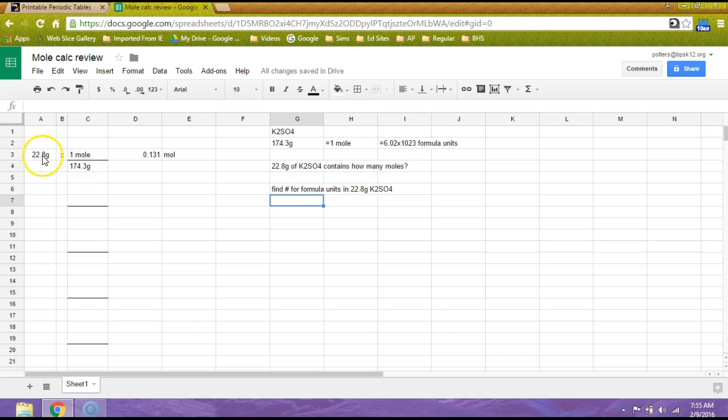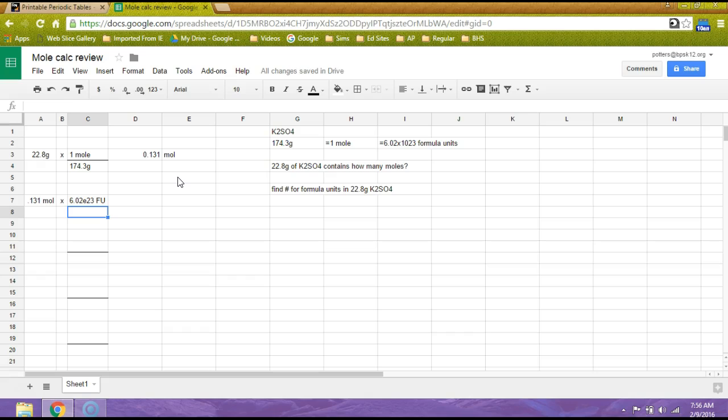So same number. So you have an option here. Since we already did the first part of the problem, I can take this 0.131 moles, or you could start from scratch with 22.8. But since I already found out the number of moles, the conversion factor is going to be, well, now I'm taking it from moles to formula units. So it's 6.02 times 10 to the 23rd on the top. That has the units of formula units.